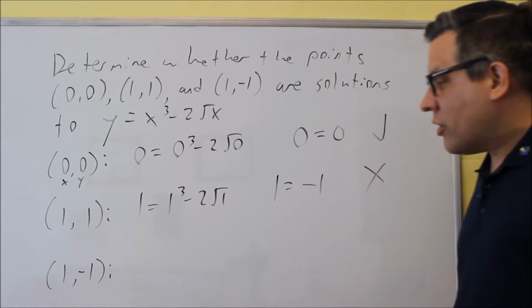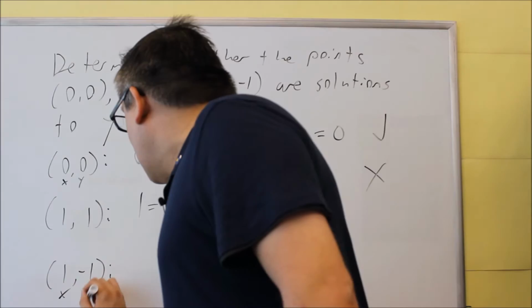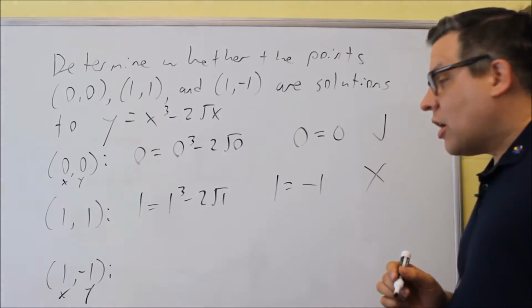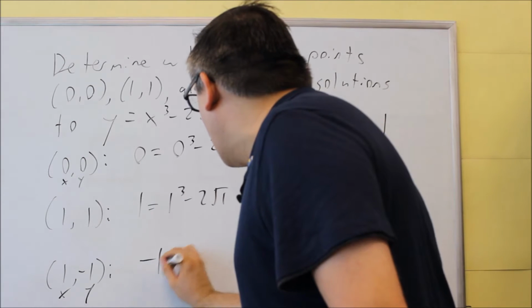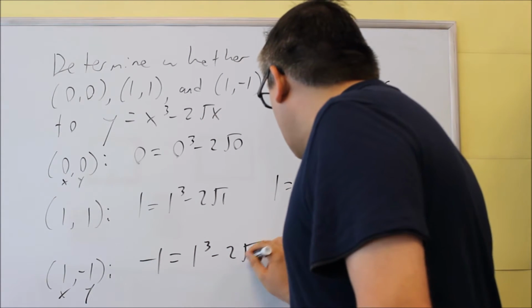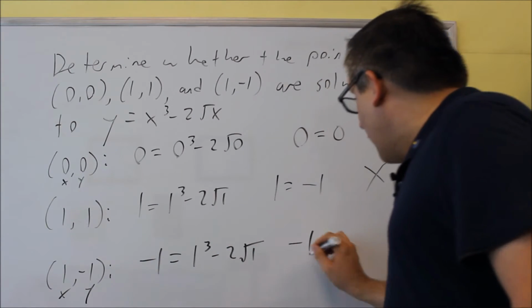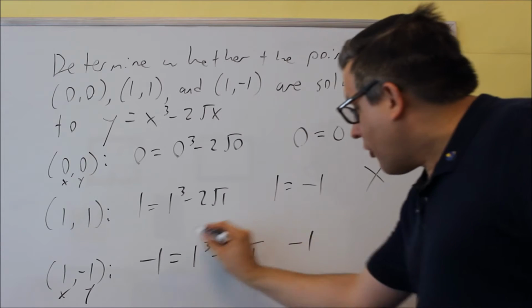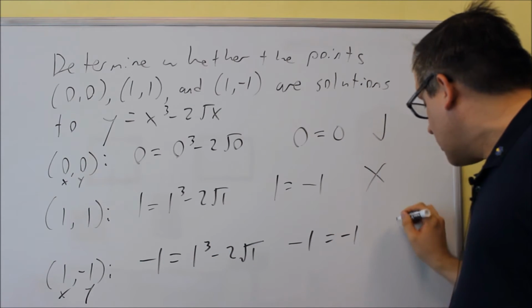Let's try the last one. Now this one you've got to be careful, make sure you put the correct numbers in. Remember that the x is the first number, y is the second number, so x is 1 and y is negative 1. So I have negative 1 equals 1 cubed minus 2 times square root of 1. On the left hand side I have negative 1. Now if I work this out, I get 1 minus 2, that's equal to negative 1 also.